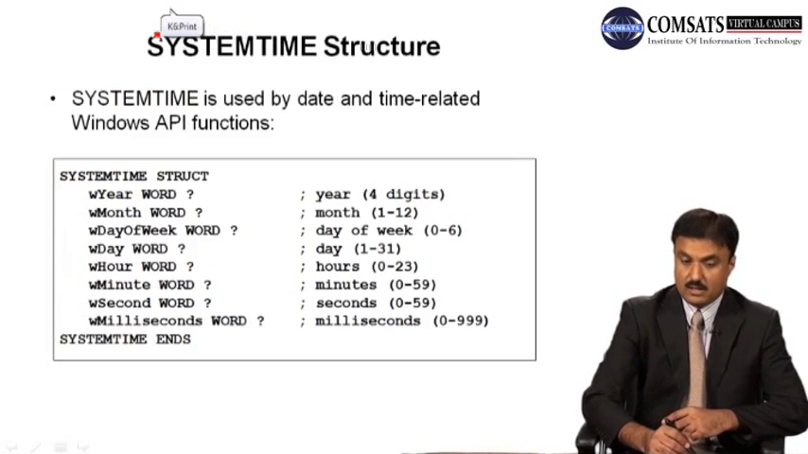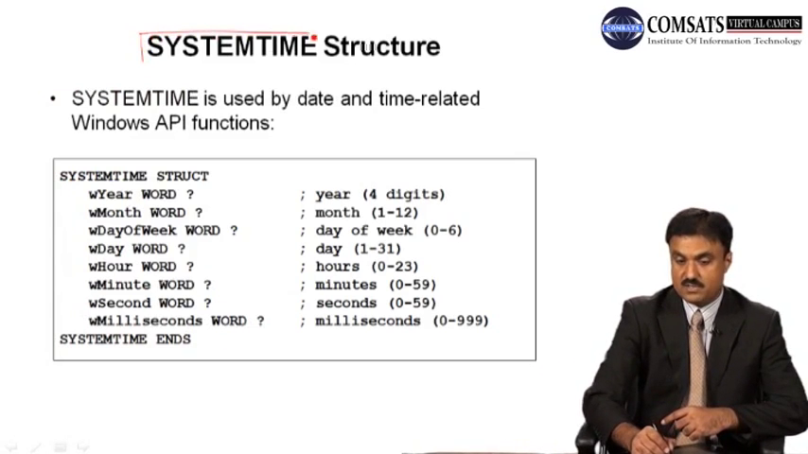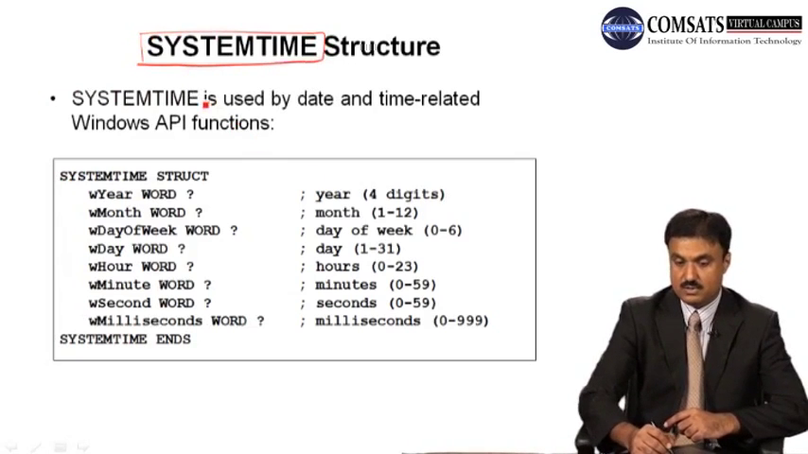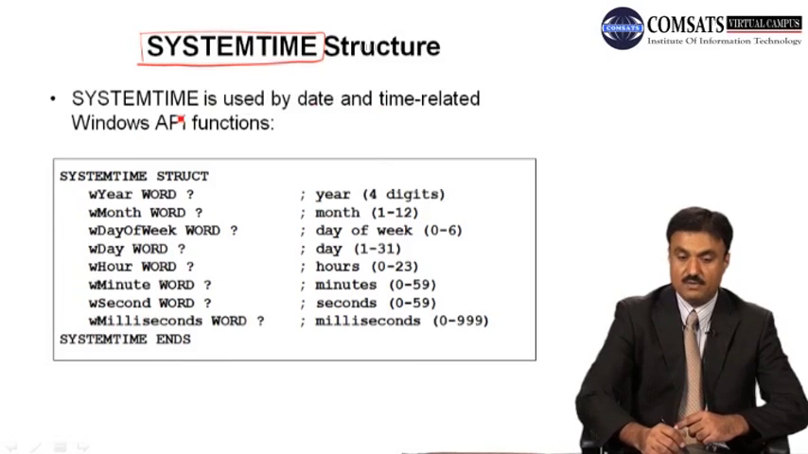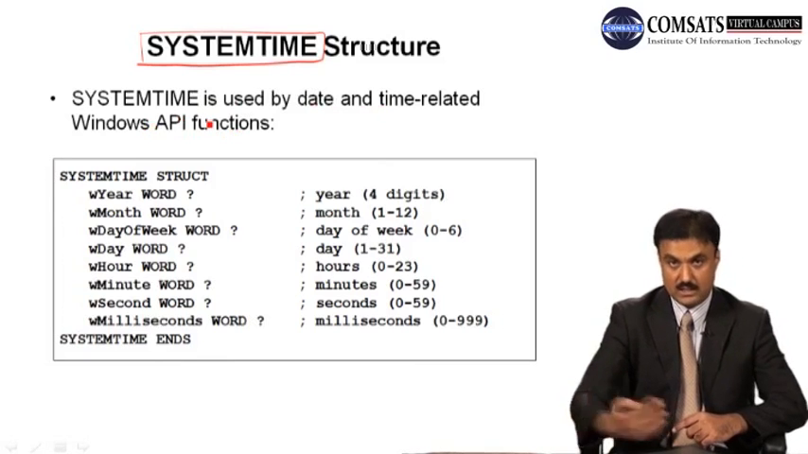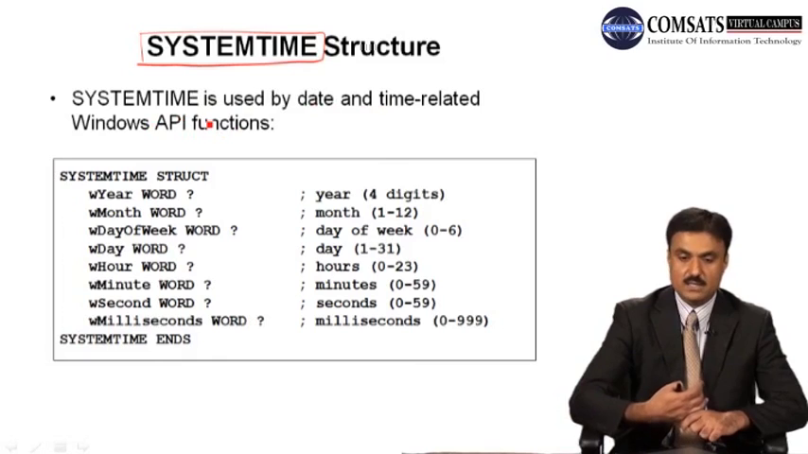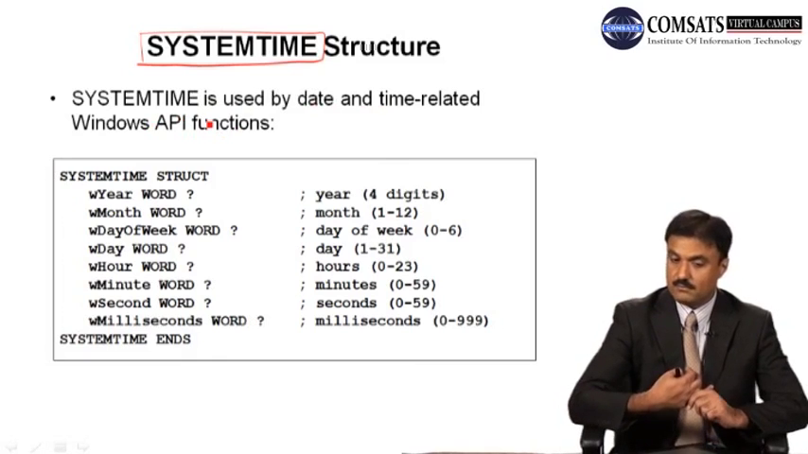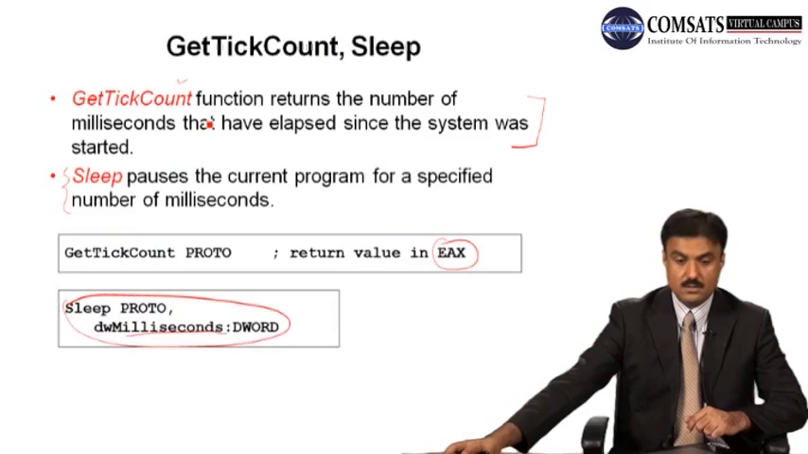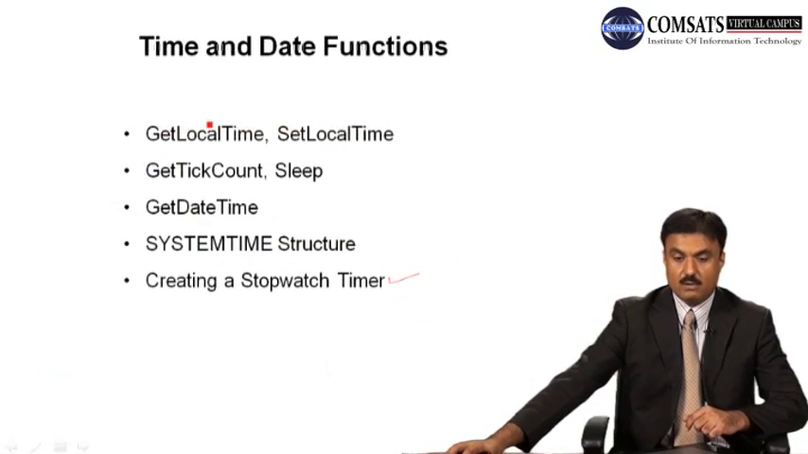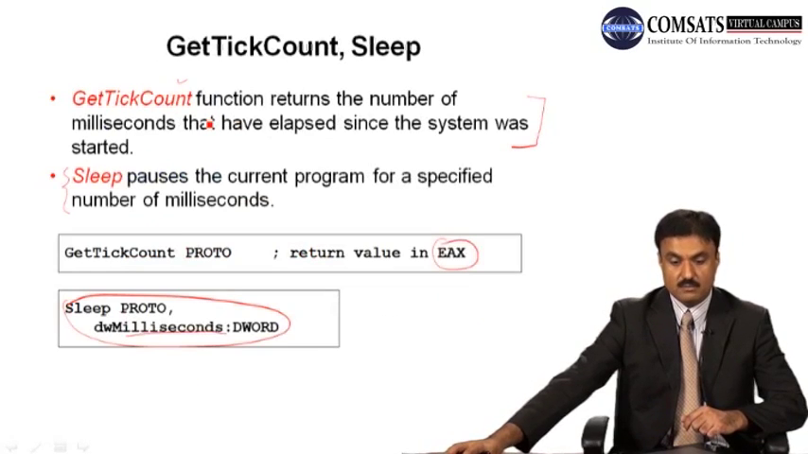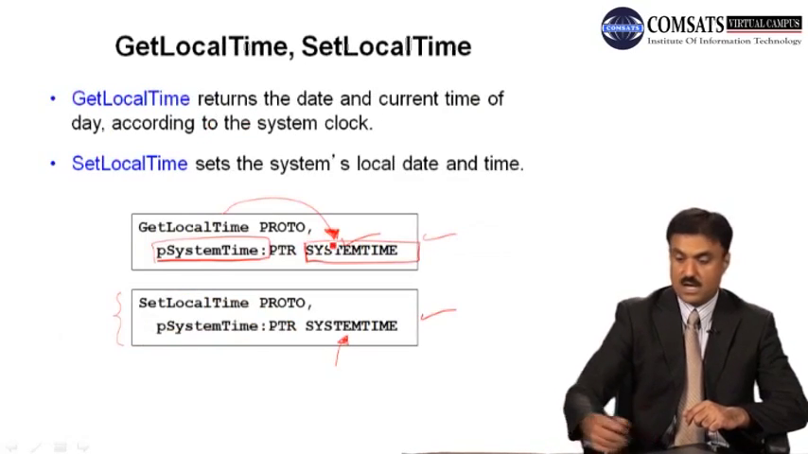Now one thing, you have seen that we are using the SYSTEMTIME structure. This SYSTEMTIME structure is used by the date and time related Windows API functions, as you saw in GetLocalTime and SetLocalTime. What is inside this? Here you can see GetLocalTime and SetLocalTime both use the SYSTEMTIME structure.